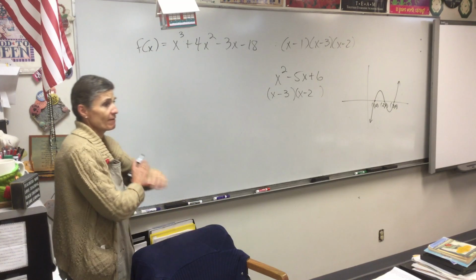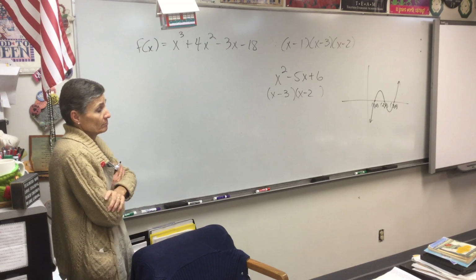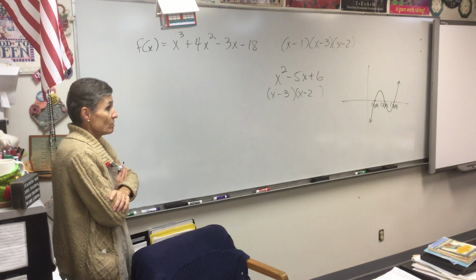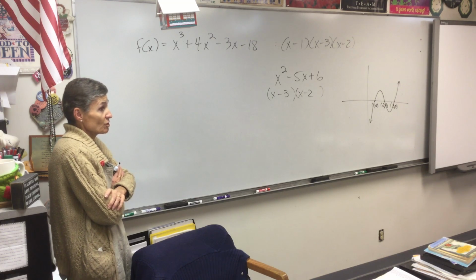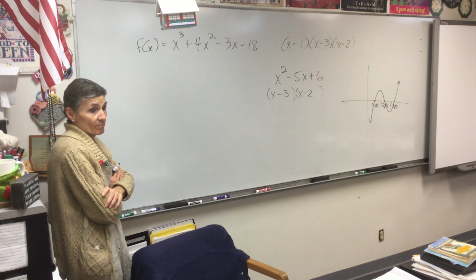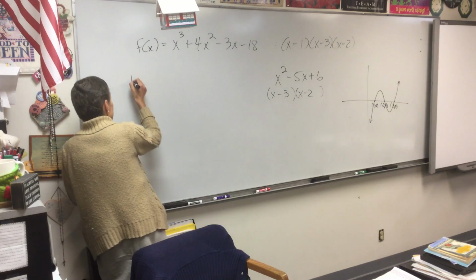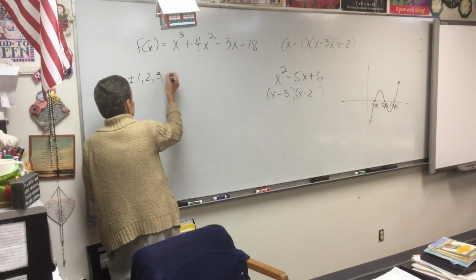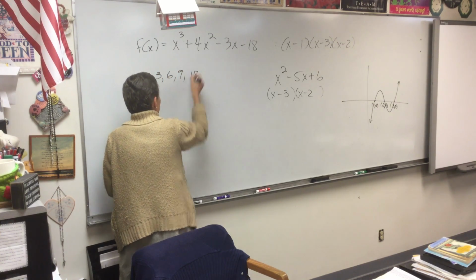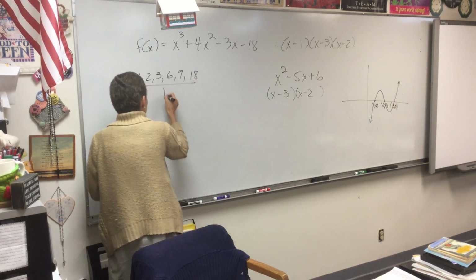We still need to get it factored because we've got to graph it. So what do we do? Guess? What numbers do you want to guess? Factors of 18, which would be 1, 2, 3, 6, 9, and 18. Oh my gosh, that's a big list. Over 1.